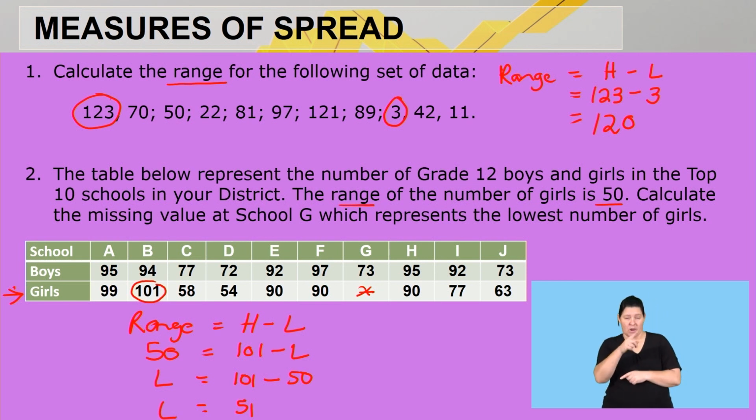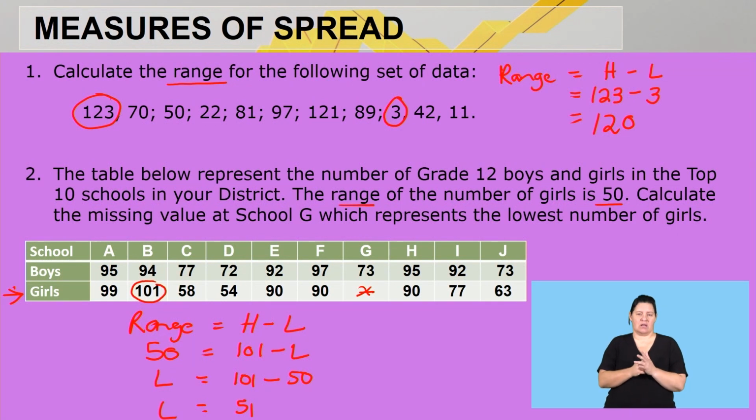When I look at the formula, range is the subject of the formula. But since I'm looking for the lowest value, I made L, which is the lowest value, the subject of the formula. Please keep that in mind. All right, let's move on to our next sum.